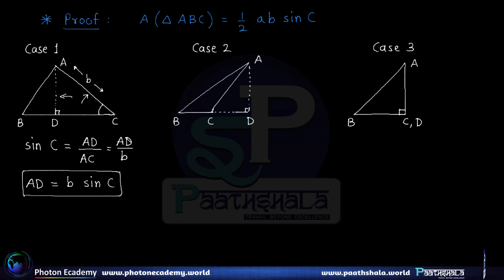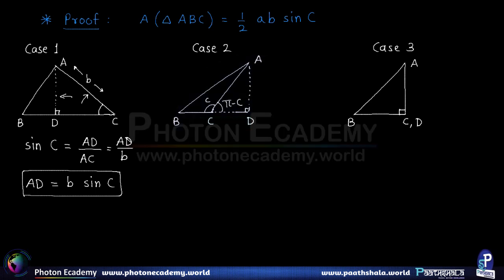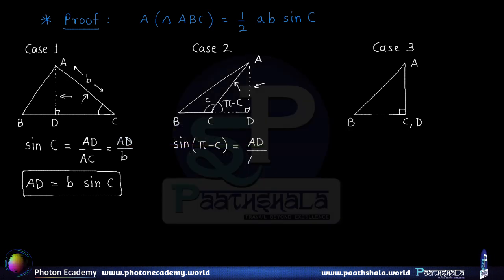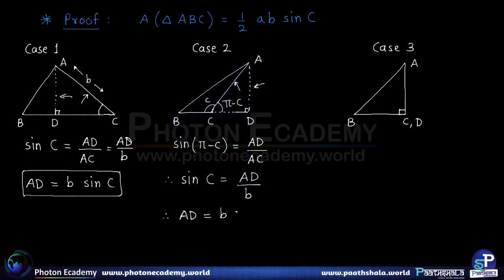Now in the second case, we observe that this is angle C, but the adjacent supplementary angle is pi minus C. So therefore sine of pi minus C is nothing but the opposite side AD upon the hypotenuse, which is nothing but AC. And we know that sine of pi minus C is same as sine C. So sine C equals AD upon AC, which is nothing but b. So once again here also on cross multiplying we get AD is equal to b sine C.